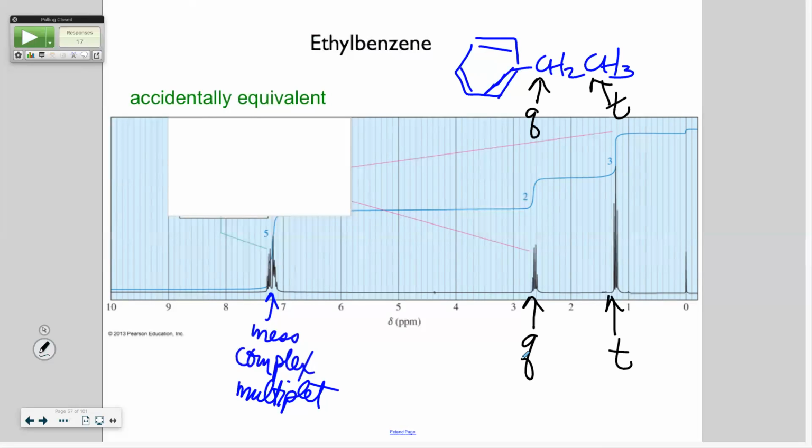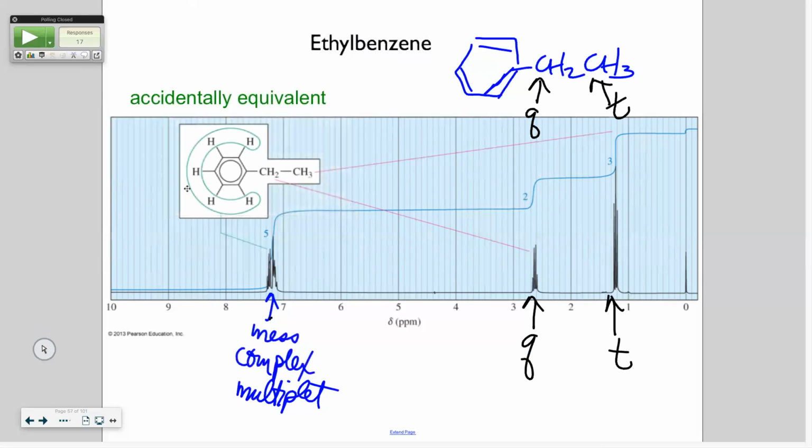What's way down here are all the hydrogens on the benzene, okay? There is a cute term for that. It's called accidentally equivalent. It just turns out there isn't enough difference for them to be differentiated, okay? Even if you went to a bigger NMR, you just get more mass, okay? So those are not going to have a specific splitting pattern, okay?